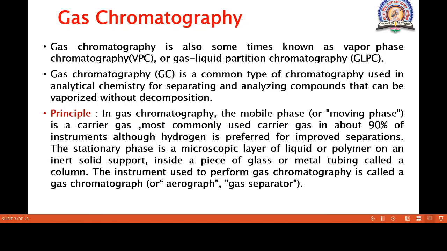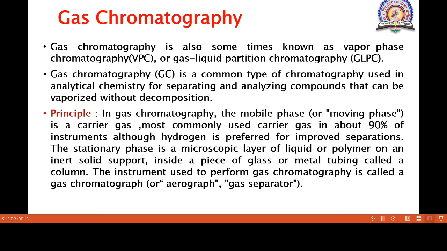Gas chromatography is also sometimes known as vapor phase chromatography, in short VPC, or gas liquid partition chromatography. Student, in the previous lecture, we have seen that in this chromatographic technique, two phases are used. One is the mobile phase and another one is the stationary phase. So, in gas chromatography, the mobile phase used is a gas and the stationary phase used is a liquid. That's why the name is gas liquid partition chromatography. In short, we call it GLPC.